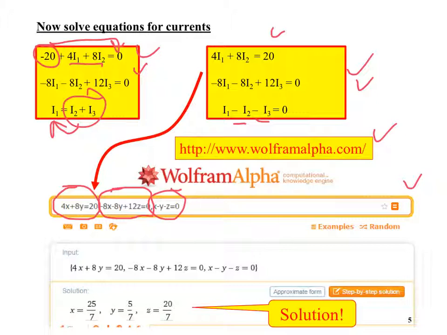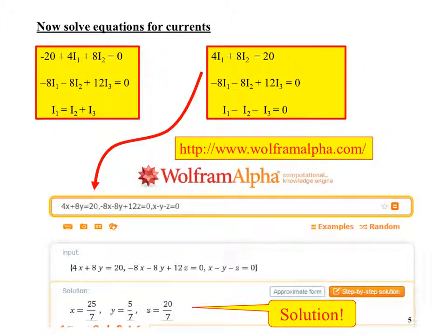So you just literally type those in. You type them in separated by commas. So let me just get rid of this so that you can see those commas. So here's a comma, and there's a comma.